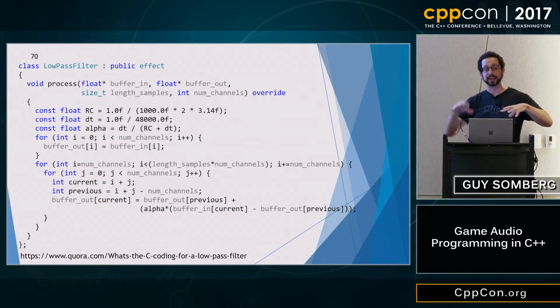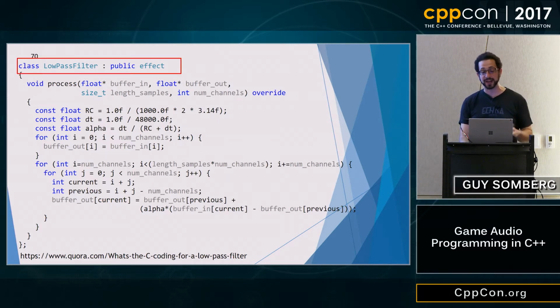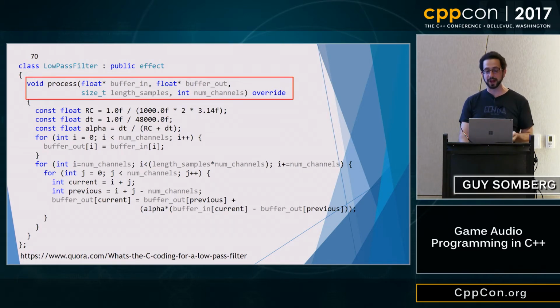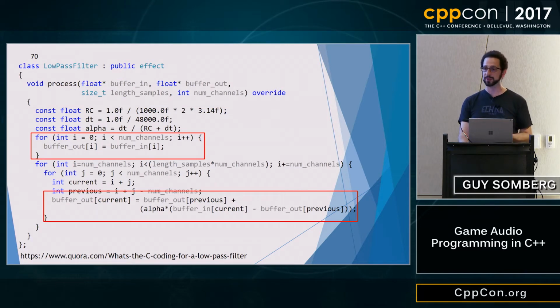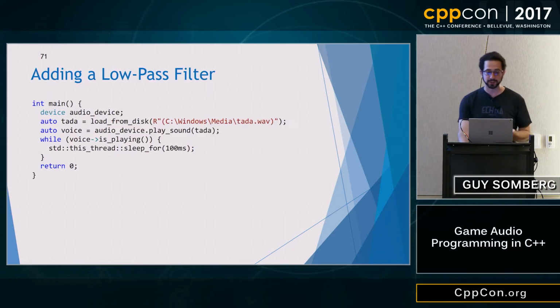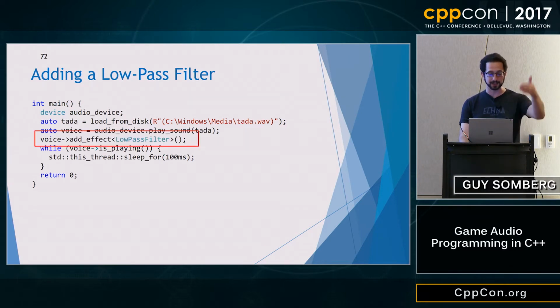But I just want to show, again, the shape of what this is. We have a low-pass filter. We're inheriting from standard audio effect. We're overriding this process function, and we have to fill the output buffer with valid audio data. Once we implement this, we can add a low-pass filter by taking our audio, our voice. This is the same code as before, and we add effect, low-pass filter, and now we play it with the low-pass filter.